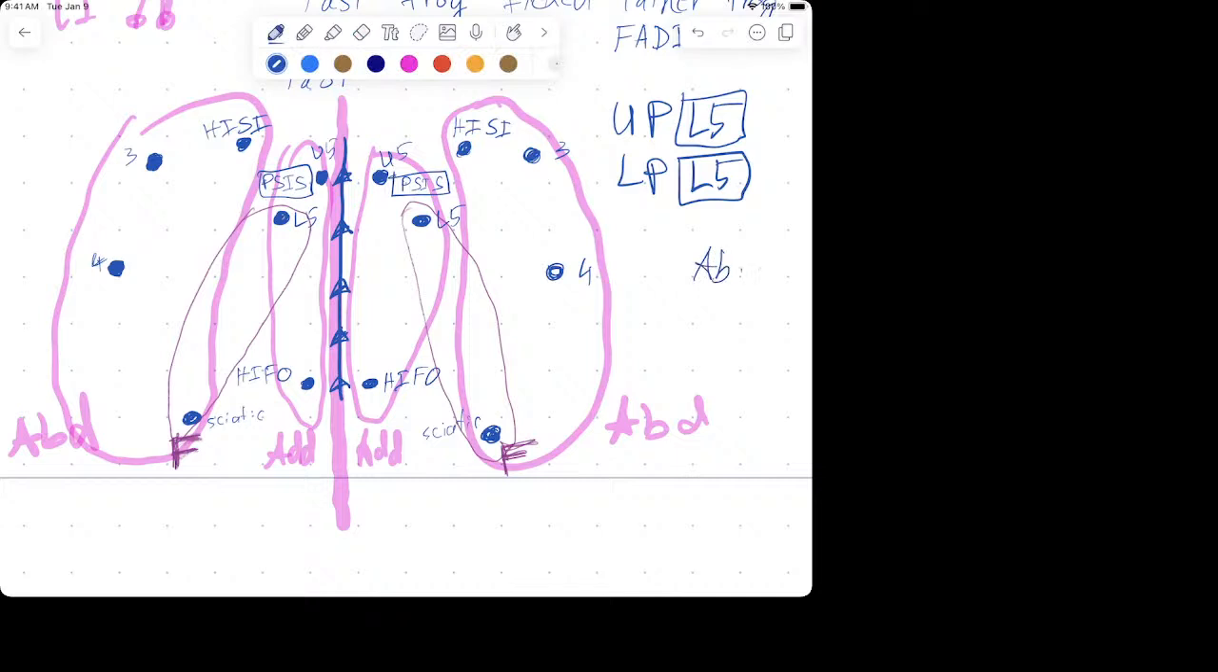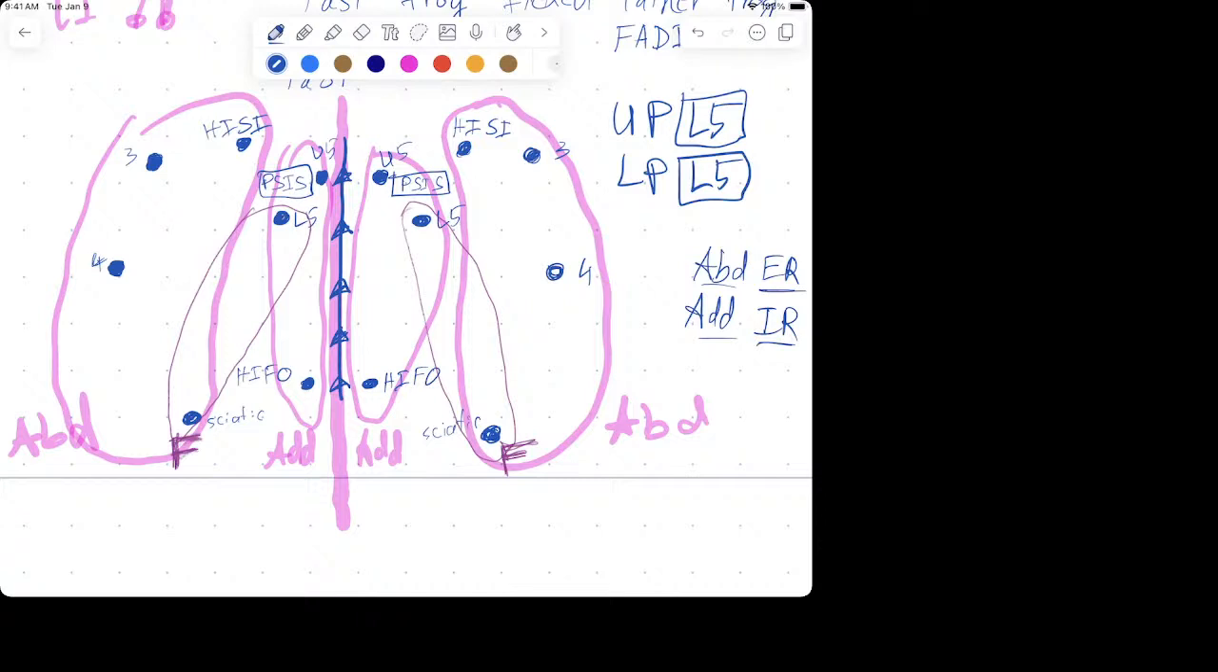Anything that's abducted generally goes with ER. Anything that's adducted generally goes with IR. So you get this for free. As long as you know abduction and adduction, you get ER and IR for free, right? So abduction is outwards, external rotation is outwards, adduction is inwards, internal rotation is inwards. That's free. You've got everything you need to solve this right here.